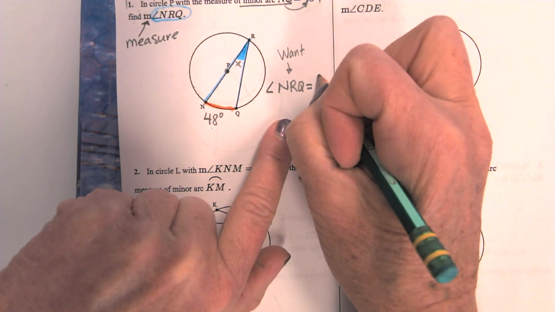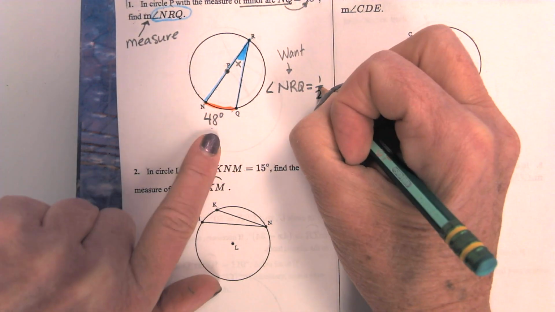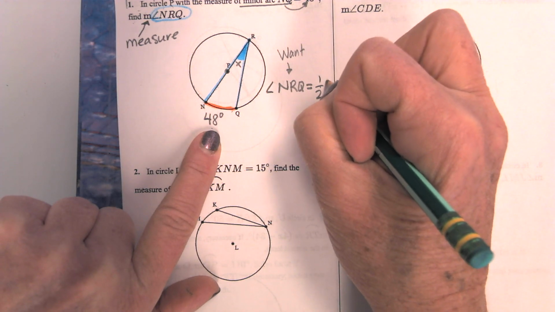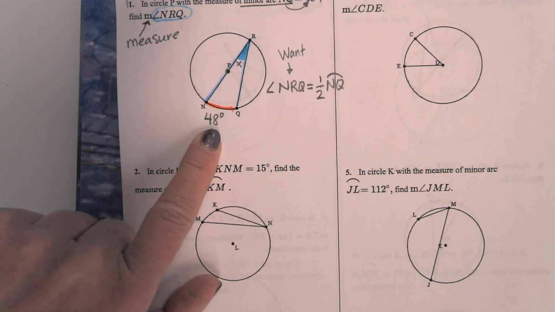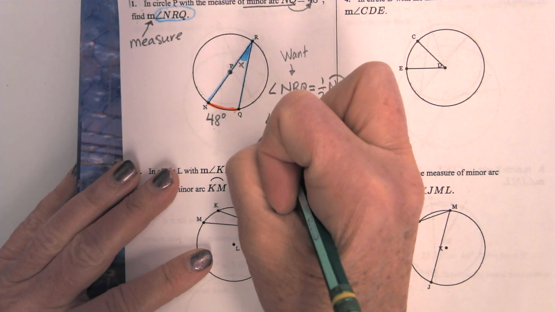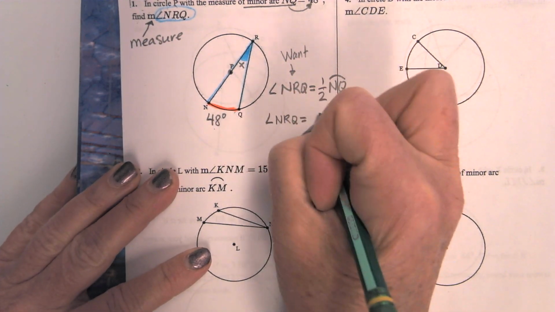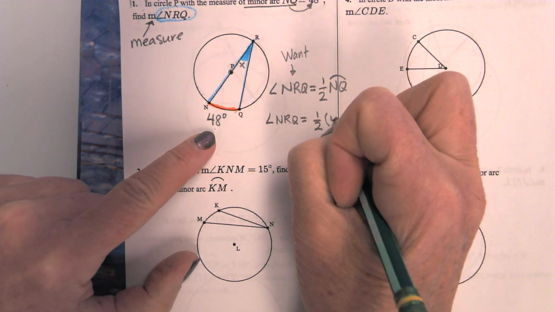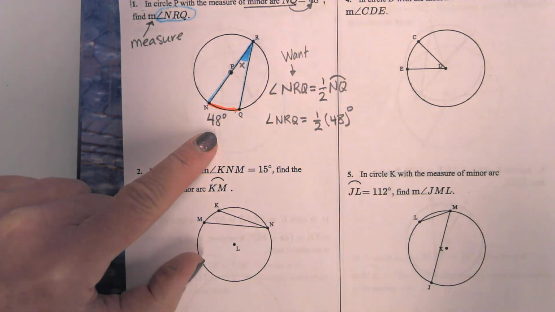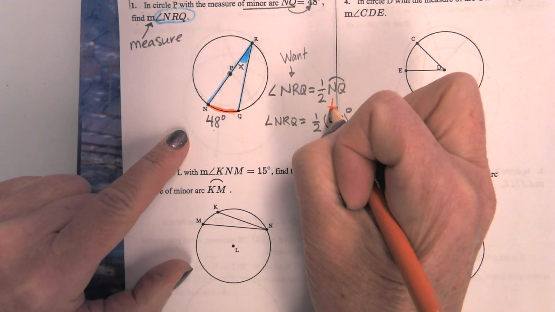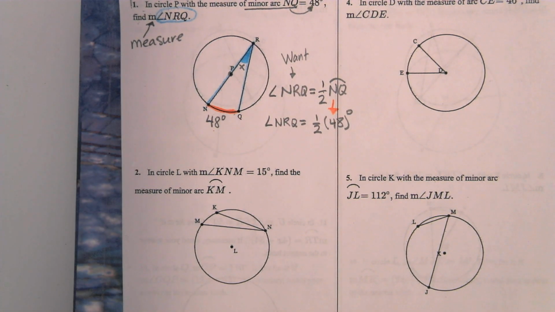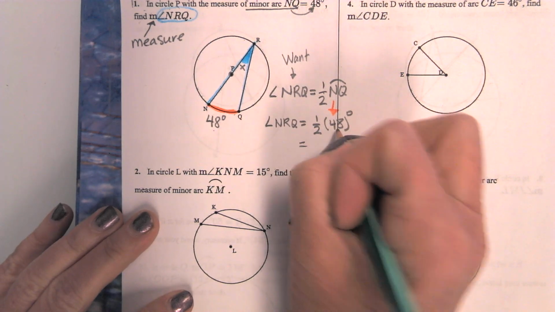So I'm going to plug in what I know. It's going to be half of the arc, which is NQ. So I know now my angle NRQ is going to be half of 48. Since this is 48, I can plug in 48. Okay. Now I'm just going to solve it. What is half of 48?